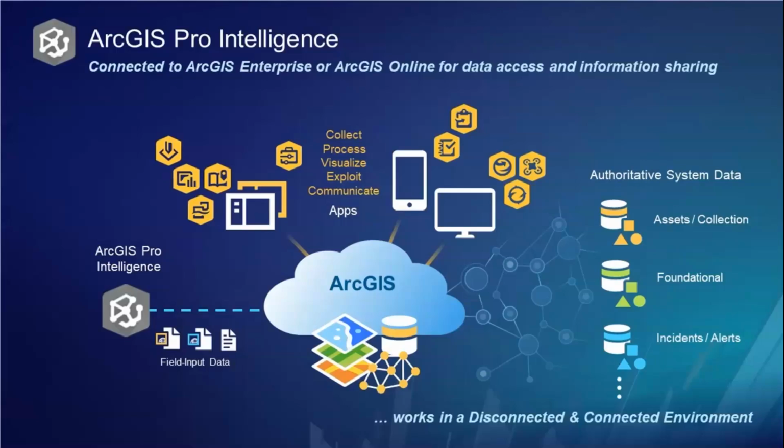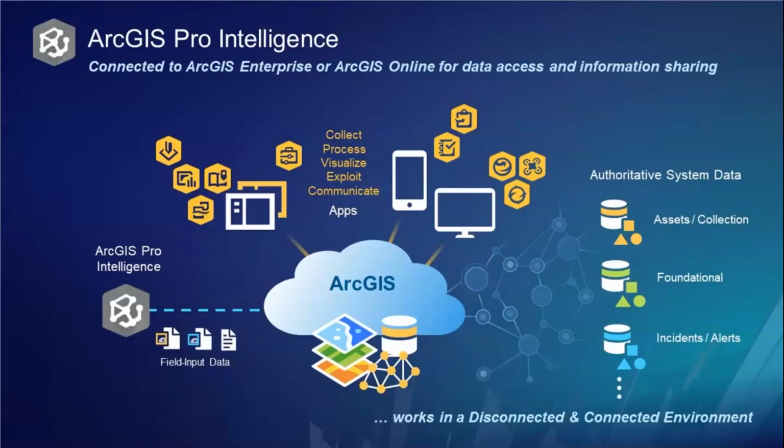So ArcGIS Pro Intelligence is also connected to your ArcGIS Enterprise or ArcGIS Online to give you more data access, collaboration, and information sharing. So you can leverage information from your own database and access a network of distributed web services and content. You can share your intelligence products with your colleagues within your connected enterprise portal organizations. So you are connected to your current environment.